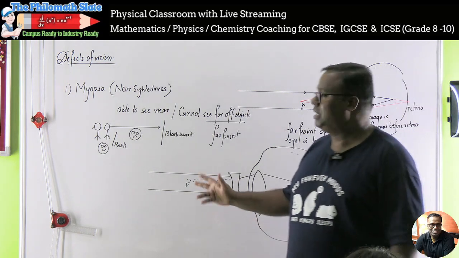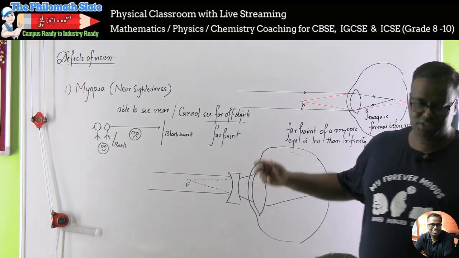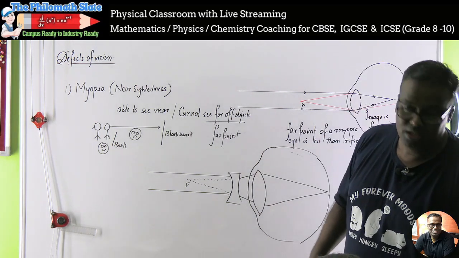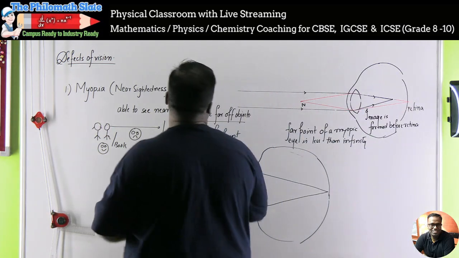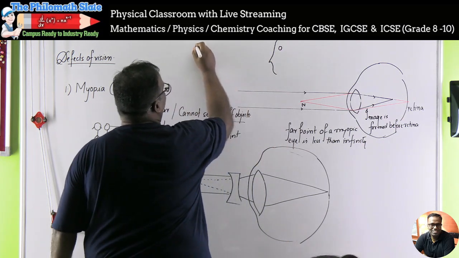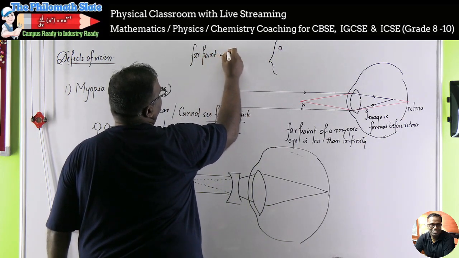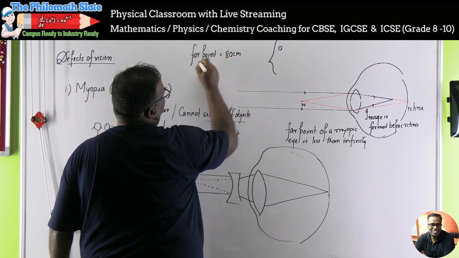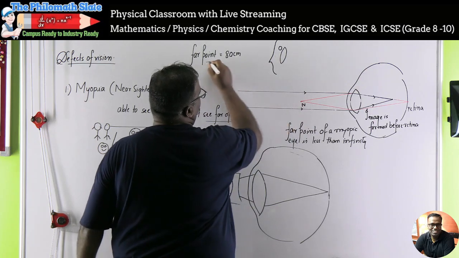Now let's do one mathematics based on this. Now you are an optometrist. Okay, and we test, let's take a question. The far point of a person is 80 centimeter in front of the eye. So we have a person and his far point is how much? 80 centimeter in front of the eye. So let's draw the lens also out here in a typical diagram.